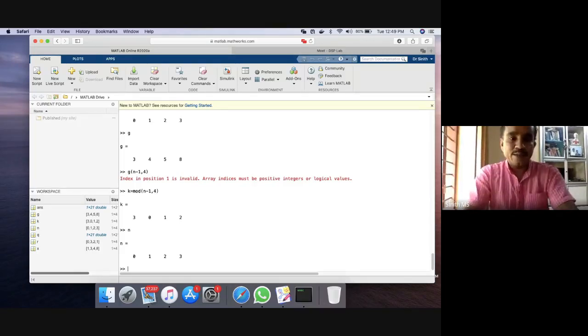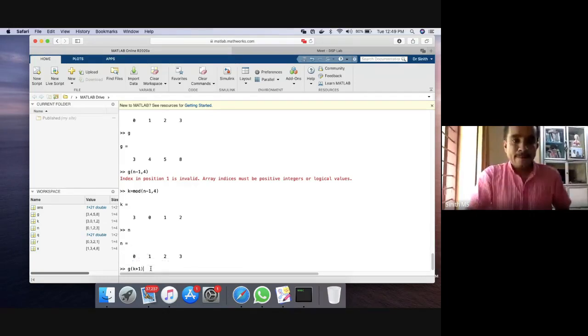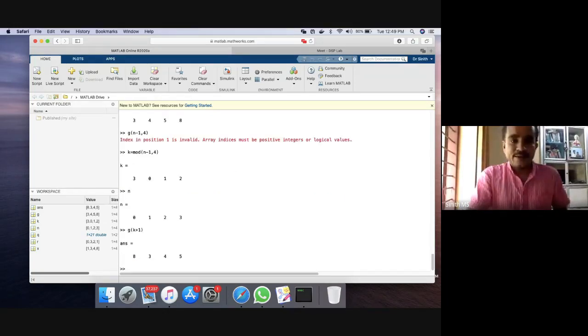Now index 0 is not allowed. For MATLAB, index 0 should be replaced with 1. So we'll give g of k plus 1. What happened? It becomes 8, 3, 4, 5. What is g basically? g is 3, 4, 5, 8, while g of k plus 1 is 8, 3, 4, 5.